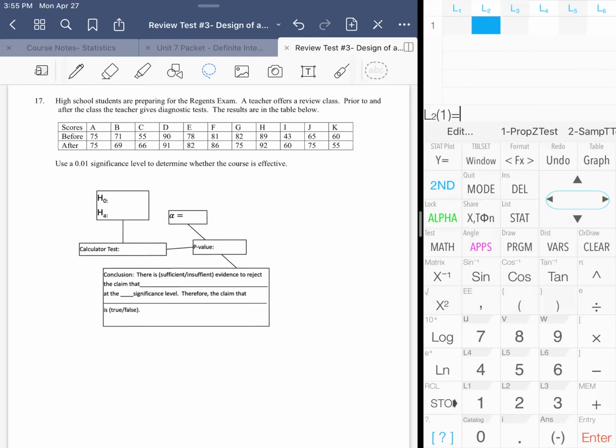Let me clear out my stuff. Clear enter. Clear enter. Clear enter. I'm going to put all this stuff in here. So 75. So before is going in L1, after is going in L2.